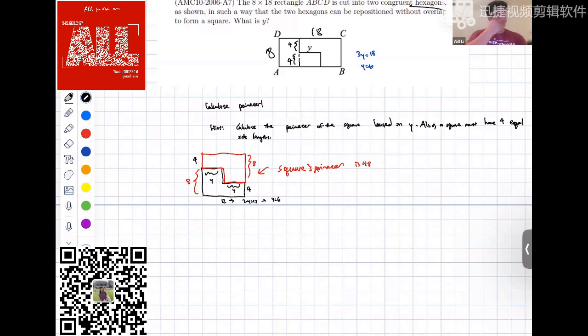Now let's try another one. And this one is going to be based on both the Pythagorean theorem and perimeters of shapes. This is from the 2005 AMC8. Let me just paste it real quick. Sherry and Sean, both of you understand how to solve this problem, right? Okay.